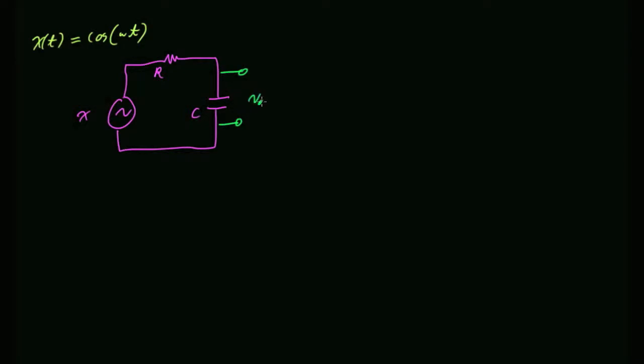If memory serves me correctly, we said something like V out of t equals some magnitude times cosine omega t plus some phase. Is that right? So we said if our input is a cosine of frequency omega, our output is also a cosine of frequency omega. The only thing that can vary is the magnitude and the phase. Is that right? I think so.